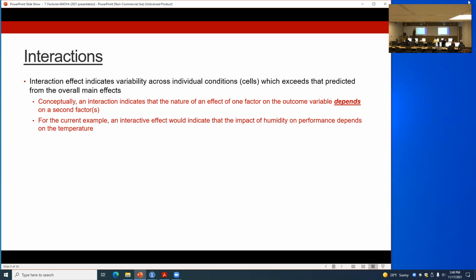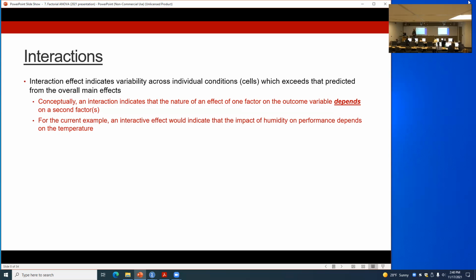This is maybe one of the most important bullet points in this whole lecture series, okay? Thinking about how we interpret interactions. An interaction just conceptually says that the nature of the effect of one factor on the outcome depends on the second one. There's a dependency in there when we have an interaction.